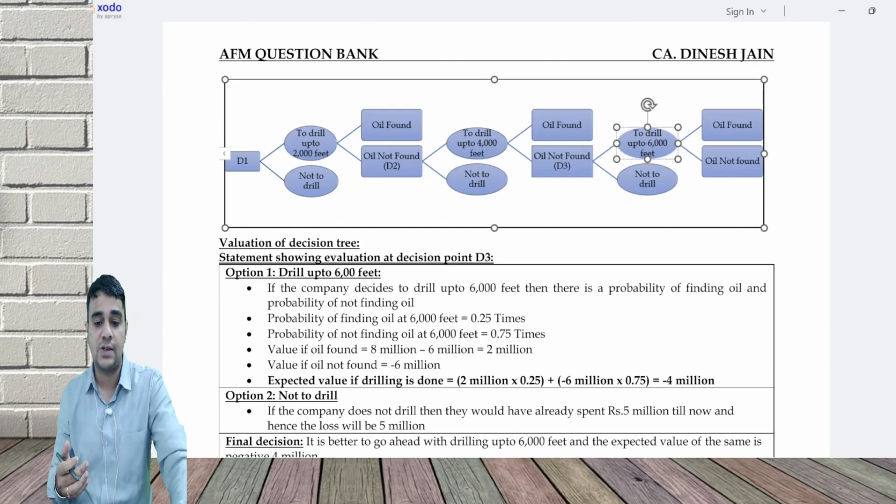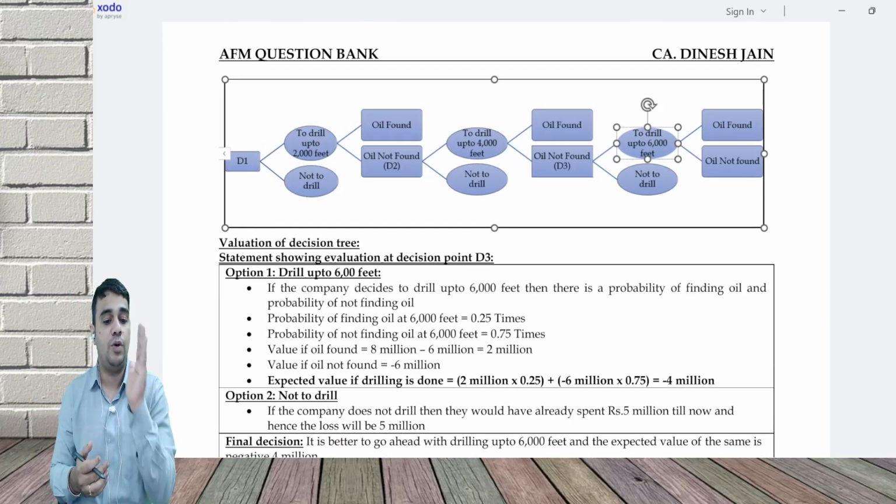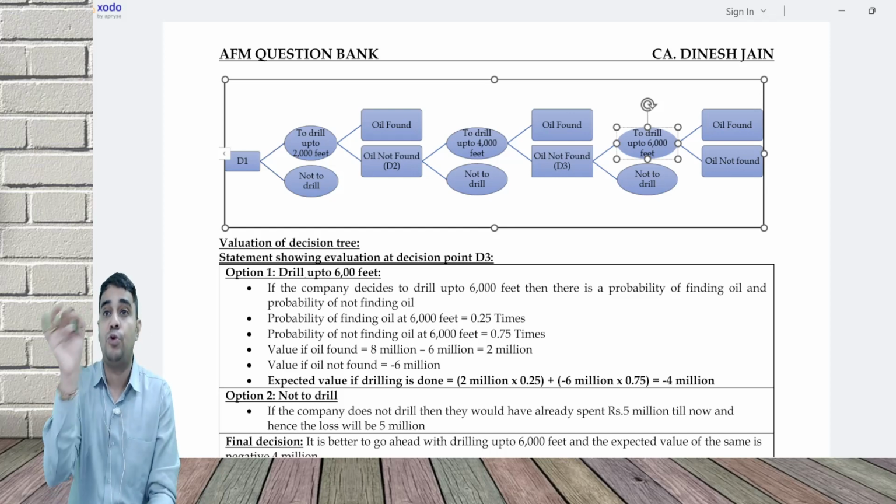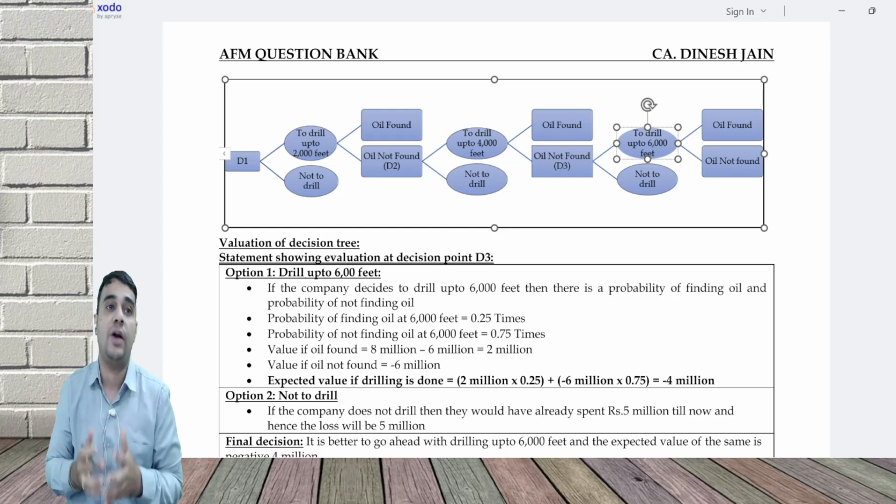So this is the successive decision you have to take. D1: drill up to 2000 feet, or not drill. If you drill up to 2000 feet, oil found, oil not found. Oil not found, headache. Drill up to 4000 feet, or not drill. Wherever you are saying I'm drilling up to 2000 feet, I put a circle, because after that, finding oil or not finding oil is not in your hand.